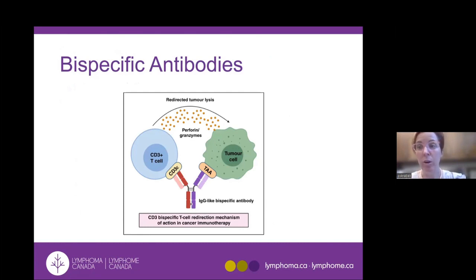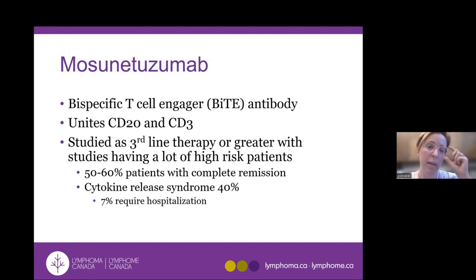And so unlike CAR T cells, these are a product that is just ready and waiting. One of the disadvantages of CAR T cells, and one of the reasons it's so costly, is that we have to manufacture your own personal T cells to attack your tumor. Whereas this antibody basically just links them up. And so everyone gets the same antibody. So you cut out that manufacturing process, but have a similar mechanism of action. And so mosunetuzumab is the bispecific that is furthest along in development for follicular lymphoma.